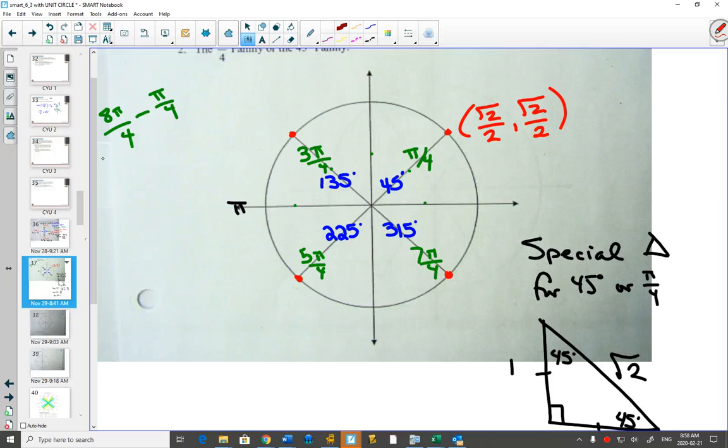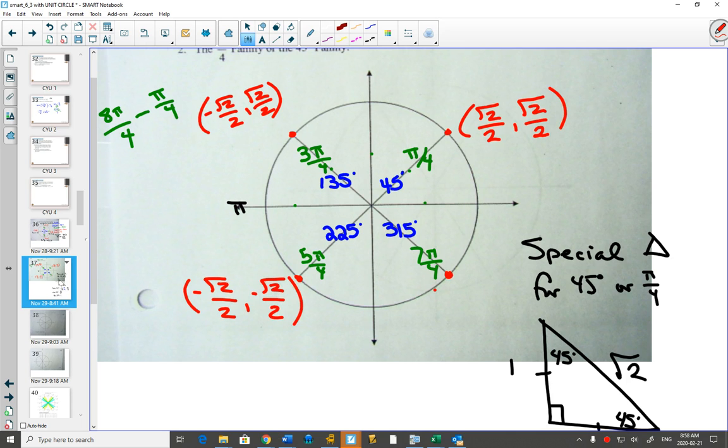But in quadrant 2, your x-coordinate's negative, because you're in quadrant 2. You'd have to go back and then up. Your y-coordinate's positive. You would have the same distances in quadrant 3, but your x-coordinate would be negative, and your y-coordinate would be negative. And in quadrant 4, your x-coordinate is positive, but your y-coordinate is negative.